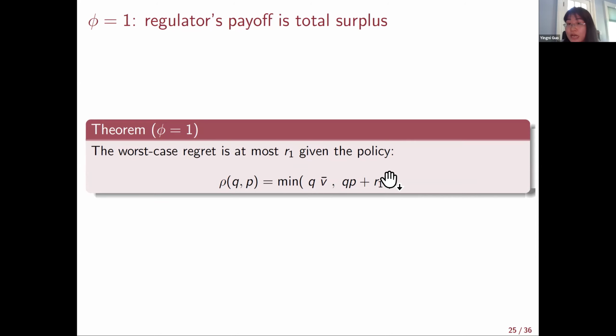On the other hand, I tell the firm that given this policy, I also want to have a constraint. The total surplus I will give you is not more than R1. Okay, so this is the piece rate subsidy we were talking about before, and this is the cap on the total subsidy I'm willing to give. We want to argue that if we choose R1 here, the worst case regret is at most R1.